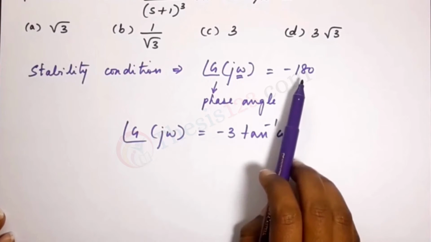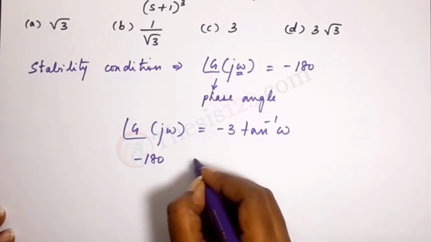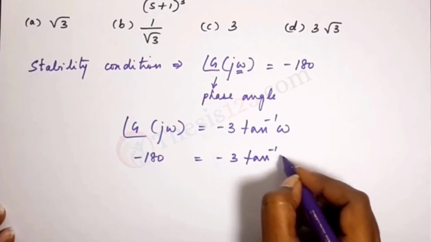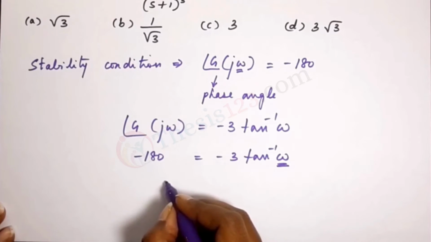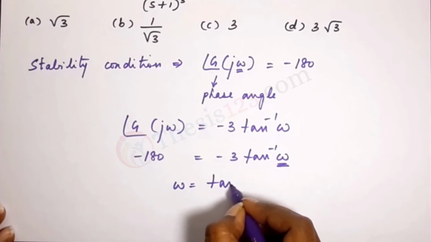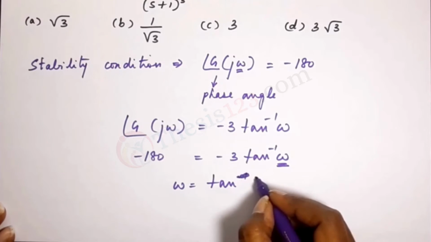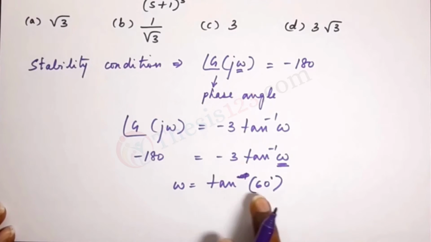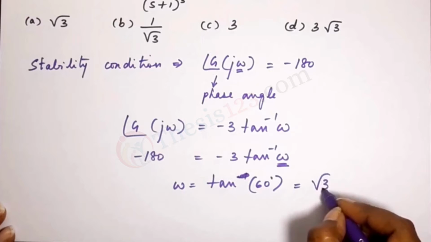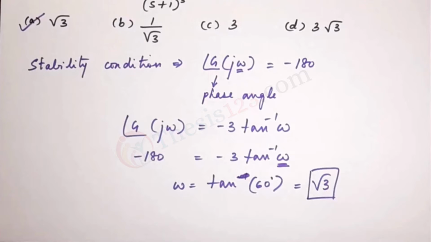Now we have that the phase angle is minus 180 from the stability condition. Let's substitute that over here. Minus 180 is equal to minus 3 tan inverse omega. Solving for omega, we get omega is equal to tan of 60. 180 divided by 3, so that's 60. So tan of 60 is root 3. So this matches the very first option. So the phase crossover frequency is root 3.